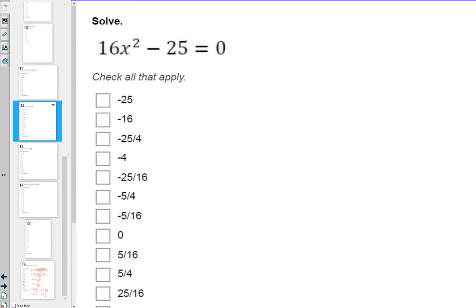This one could be done two ways. What's different about this one? What don't we see there? There's no b. So that opens up the door to the square root property. Or, this is not always the case, but there's a difference of squares. Do you want to do the square root property?